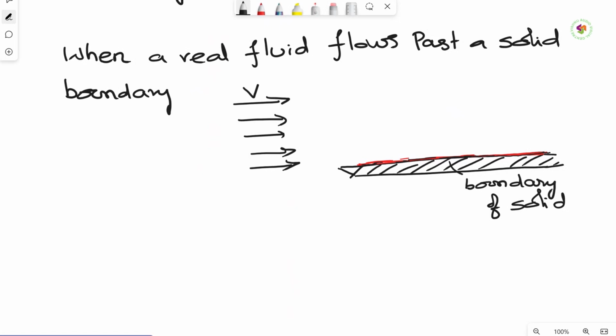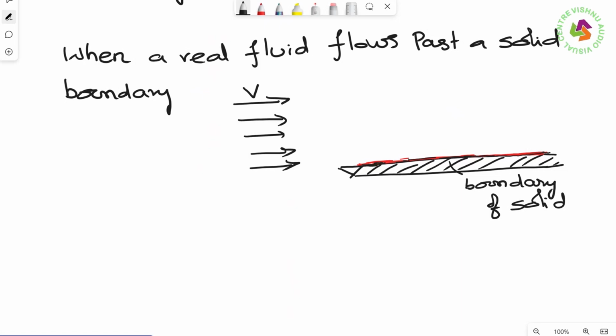Why does it adhere to the boundary? That is because of the viscosity of the fluid. Because of the viscosity of the fluid, this layer adheres to the boundary. That means if suppose the fluid is flowing at a velocity, for example, V, when it comes in contact with the boundary, the velocity of the fluid is reduced from V to 0 at the boundary. That means retardation is taking place.